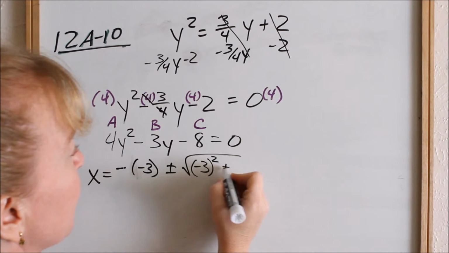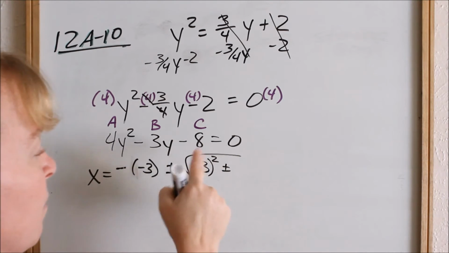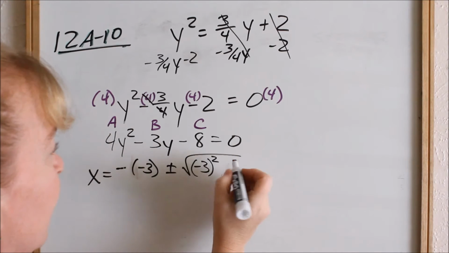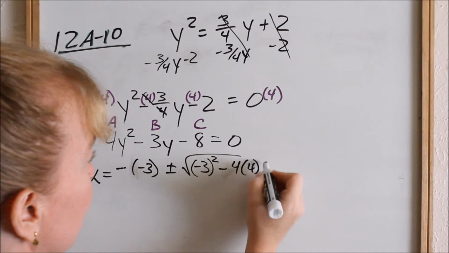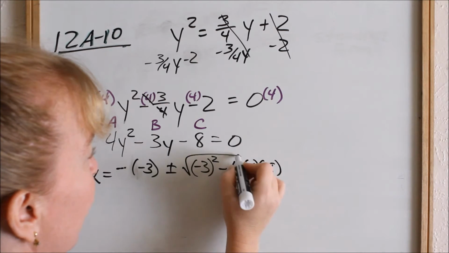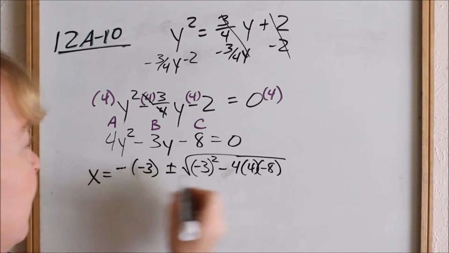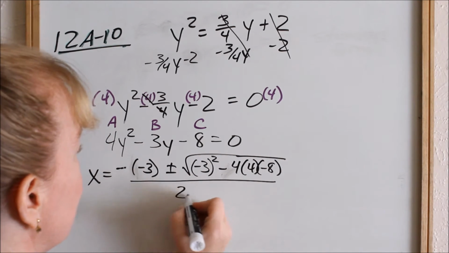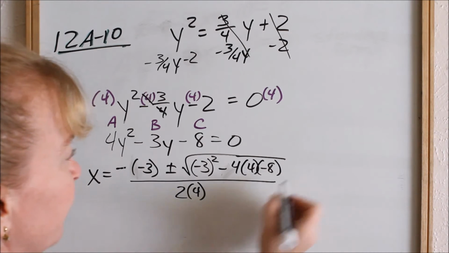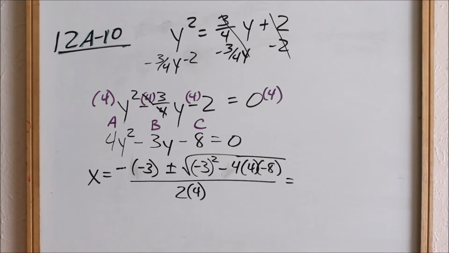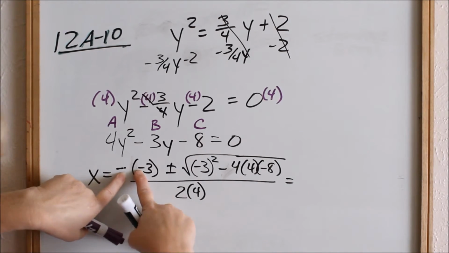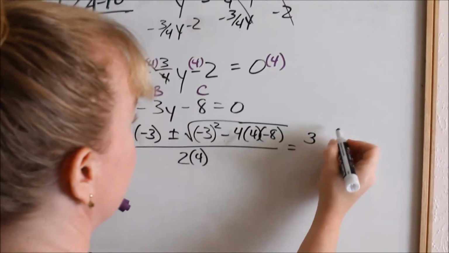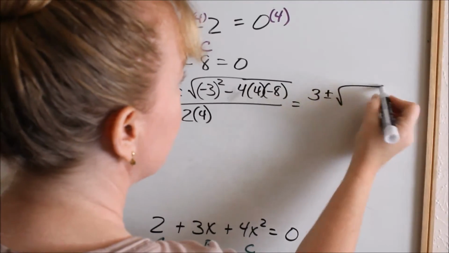Okay, so plus or minus, so b squared minus 4 times a, and a is 4, times c, and c is negative 8. Keep up with your negatives. All over 2 times a, and a is 4. Alright, let's simplify into the radical. Well, first off, let's go back to here. A negative times a negative is a positive. So that can become a positive 3, plus or minus.